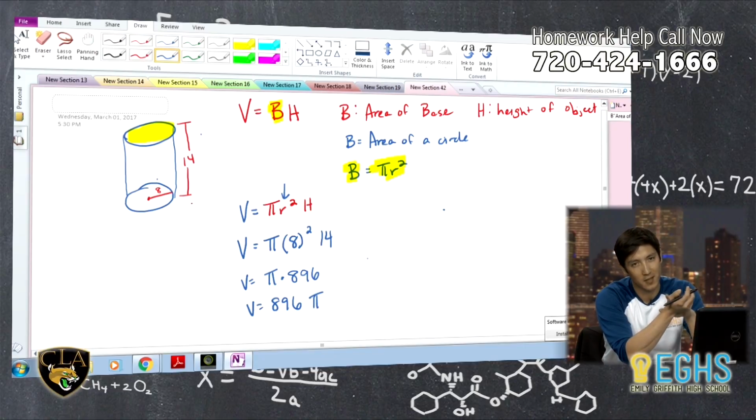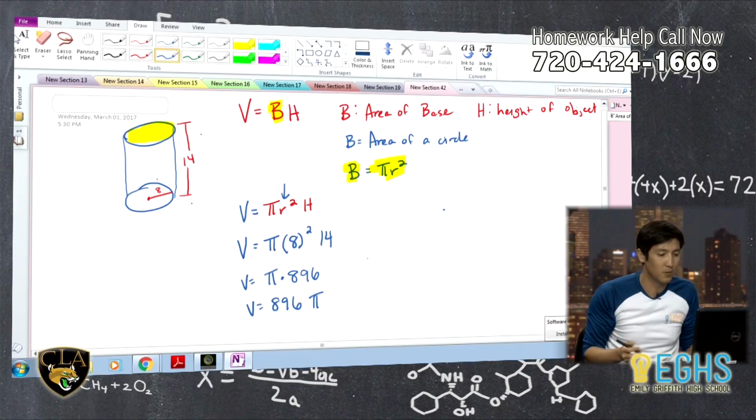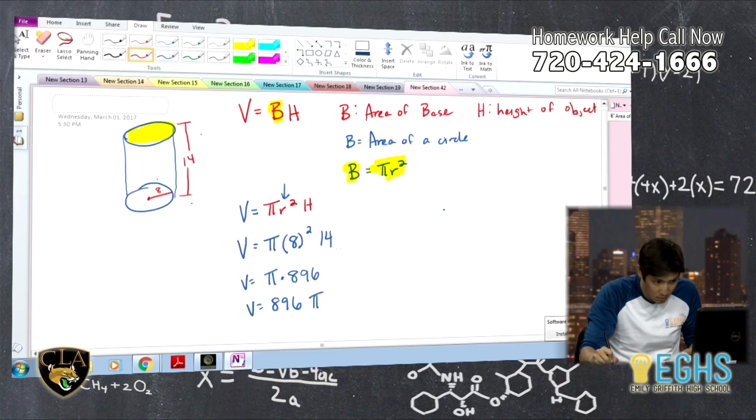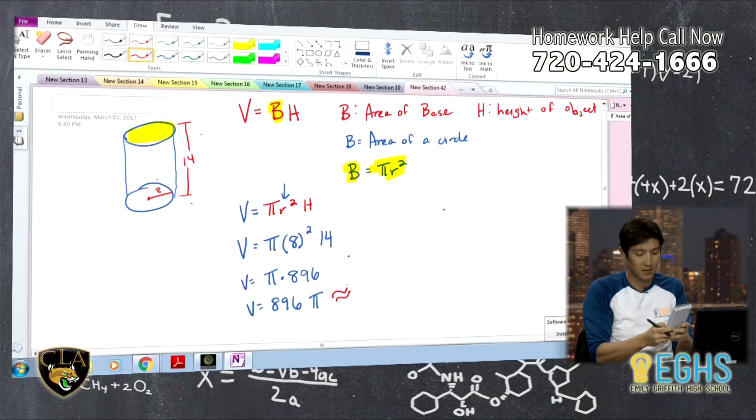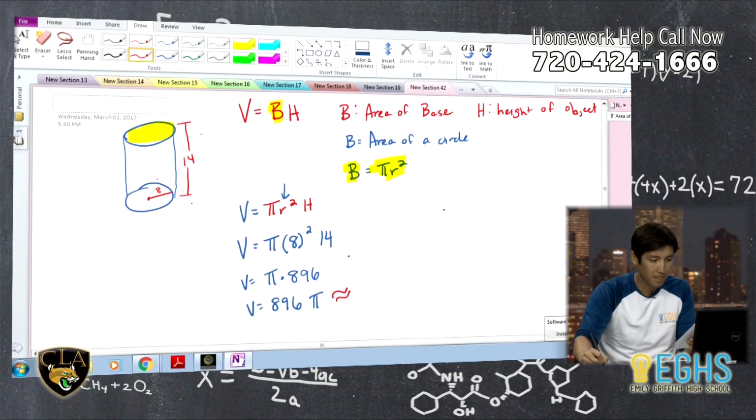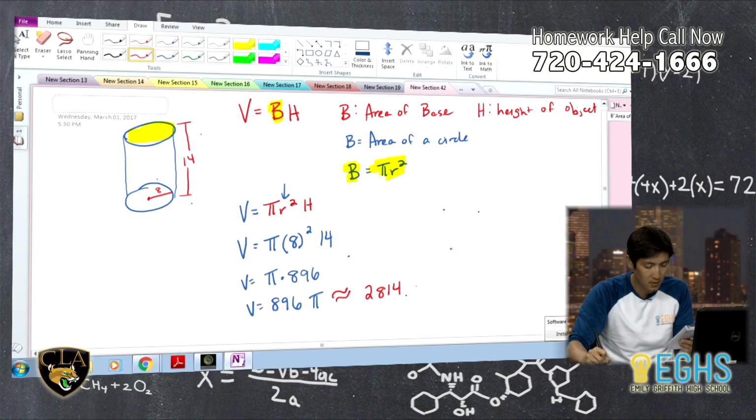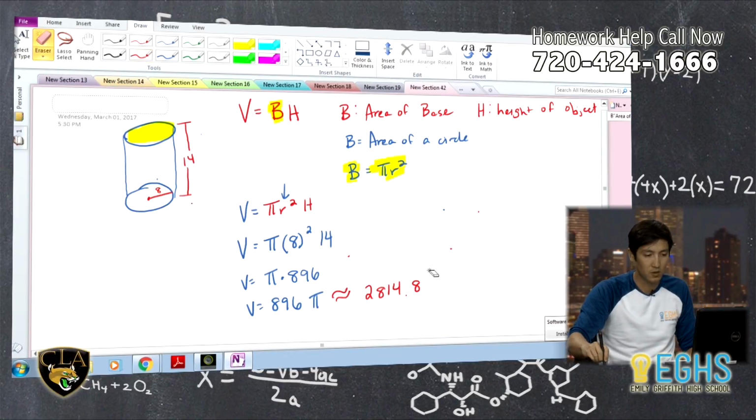But if you were solving an application problem, just imagine you were talking to somebody and they said, how much soda can you fit in that can? If you said 896 pi fluid ounces or something like that, it wouldn't make a lot of sense. So in that case, you would want to do this simplification in your calculator, 896 times pi. We're going to round to 2,814.87.